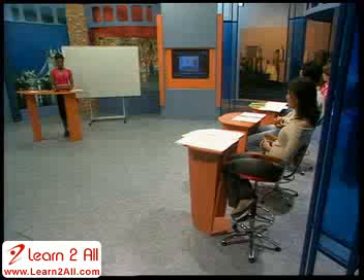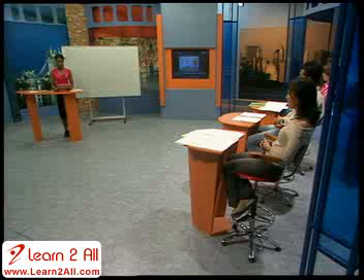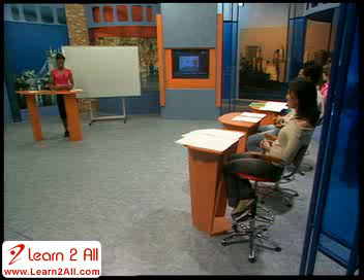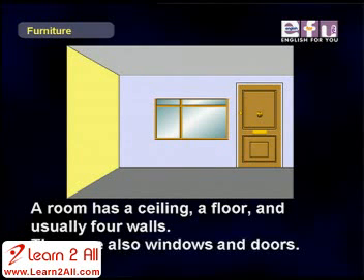We're going to look at the rooms in a house or an apartment. Then we will learn what people put in these rooms. Okay, take a look at your screen. A room has a ceiling, a floor, and usually 4 walls. There are also windows and doors.